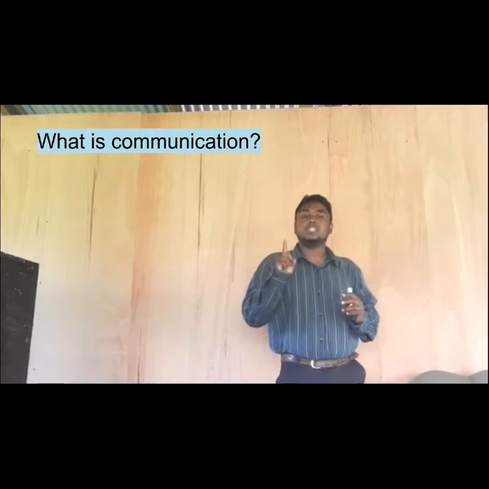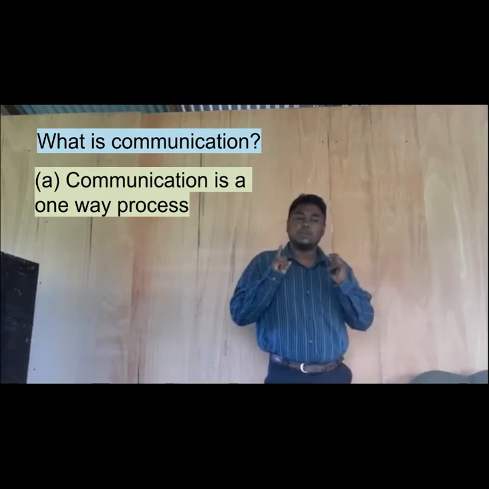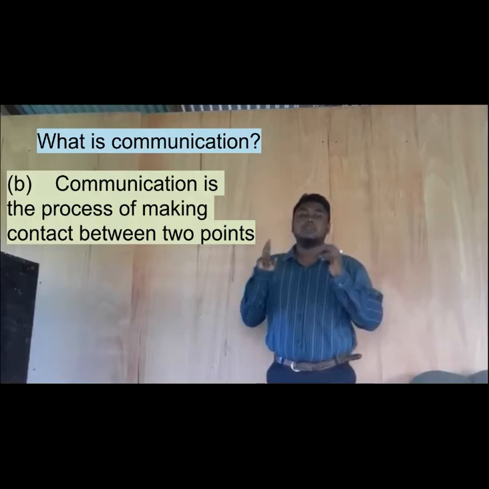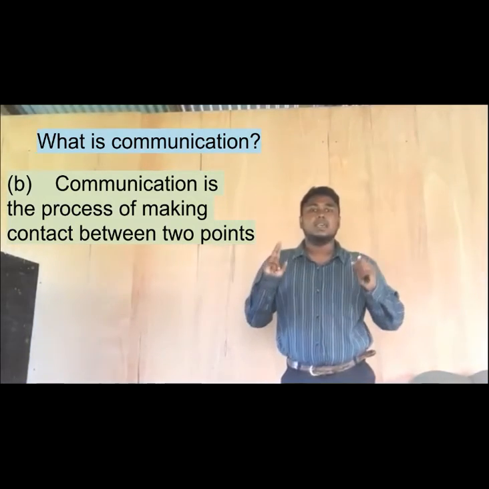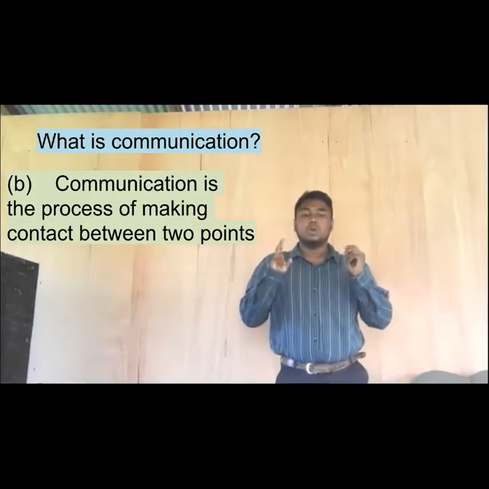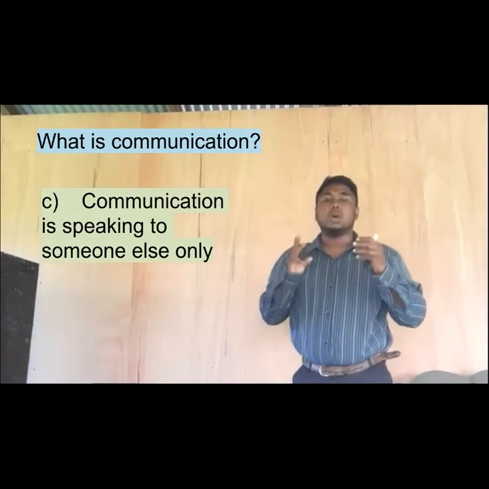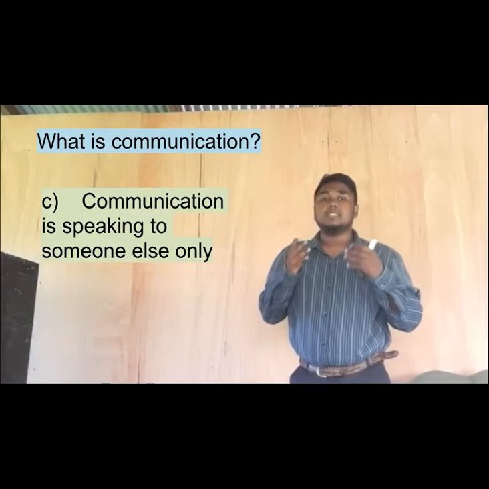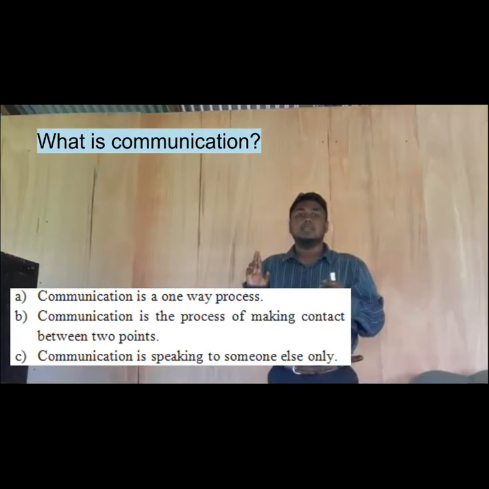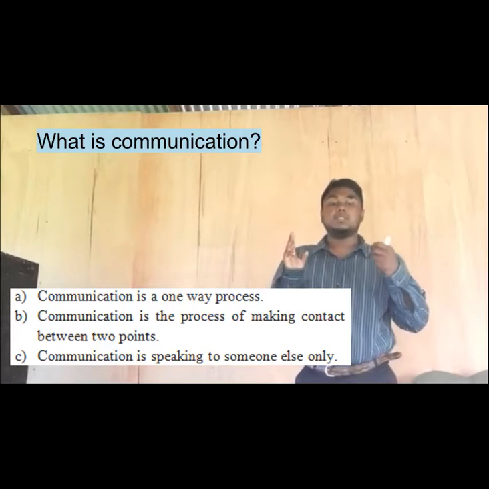A, communication is a one-way process. B, communication is a process of making contact between 2 points. C, communication is speaking to someone only. So A is it's a one-way process. B is a process of making contact between 2 or more points. And C is speaking to someone only.